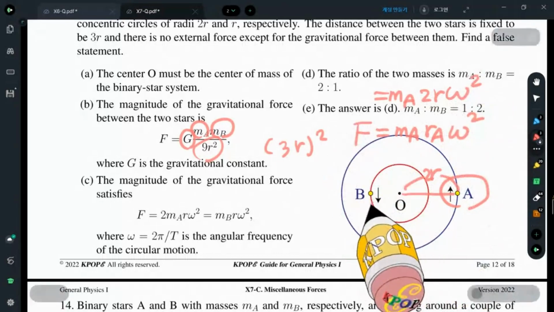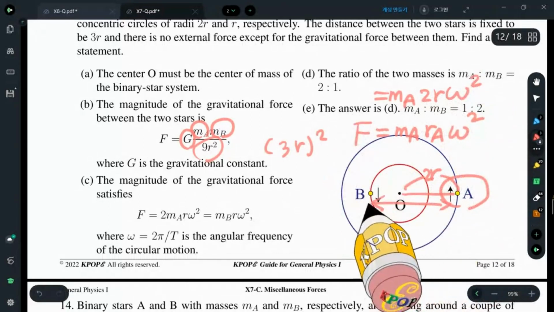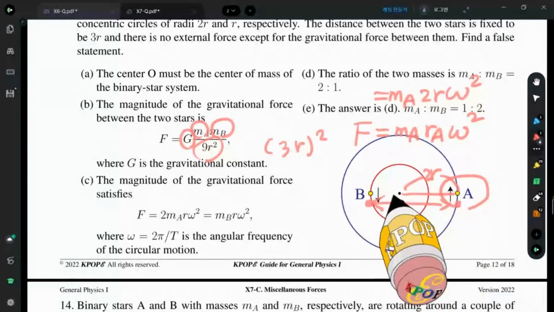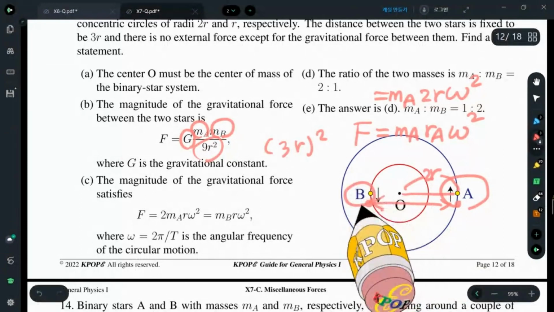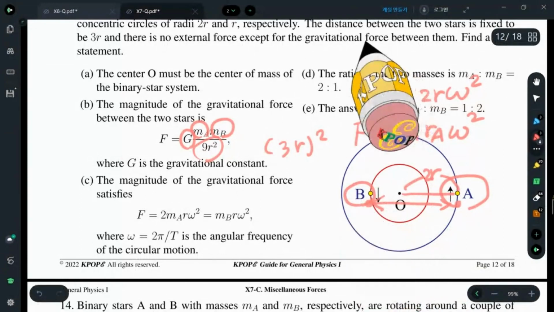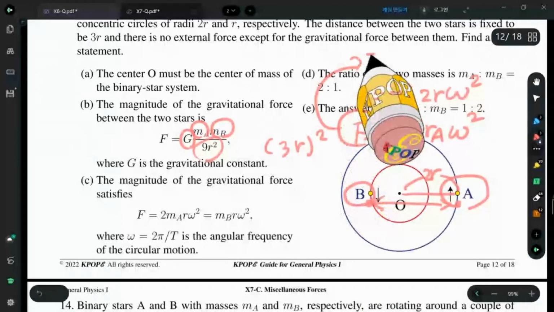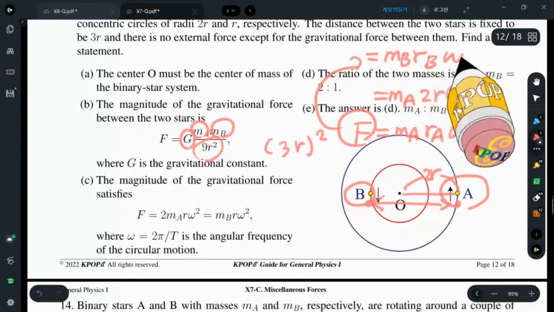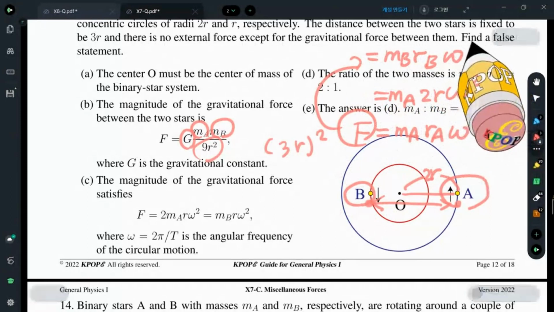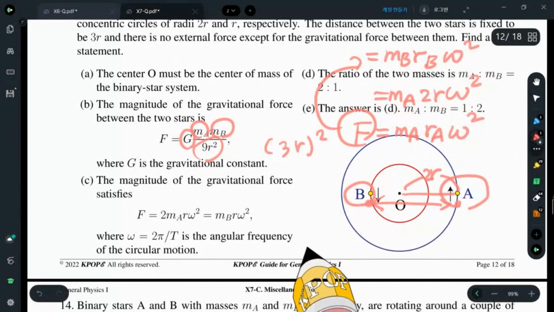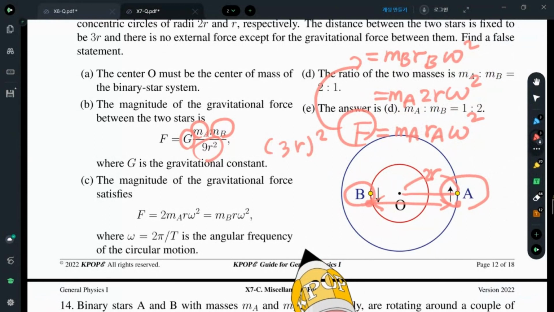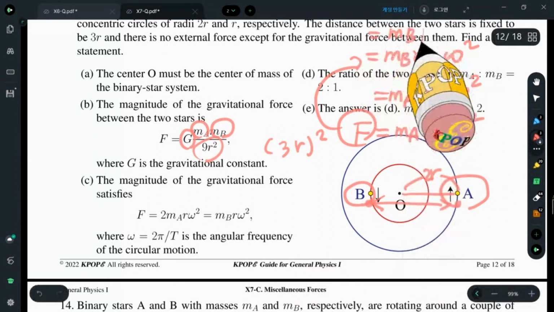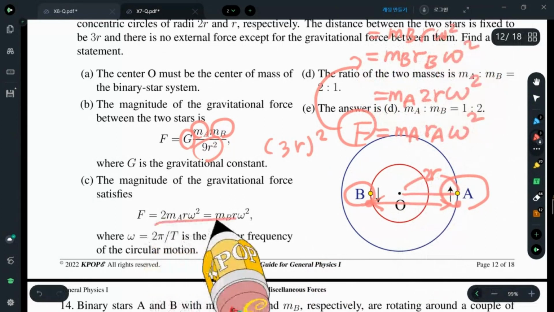And because of the action and reaction, the two forces are the same. The gravitational force applied to this star B should be the same as this, and that is m_B r_B omega squared. And what is r_B? This r. So m_B r omega squared.